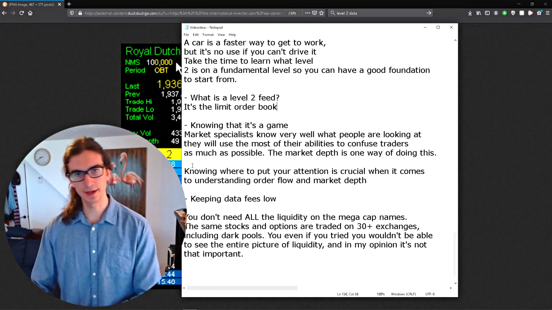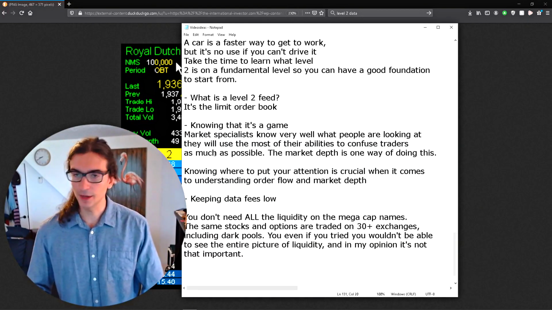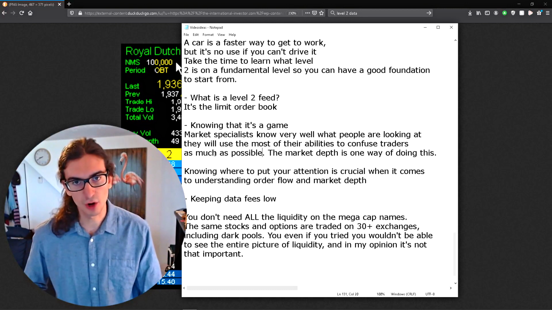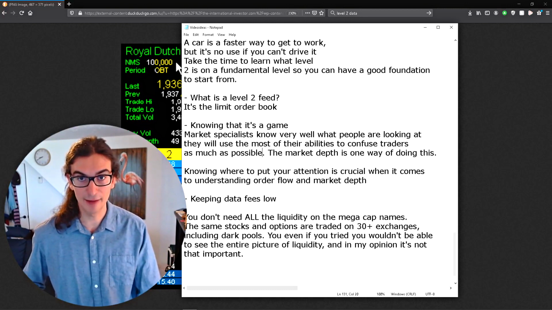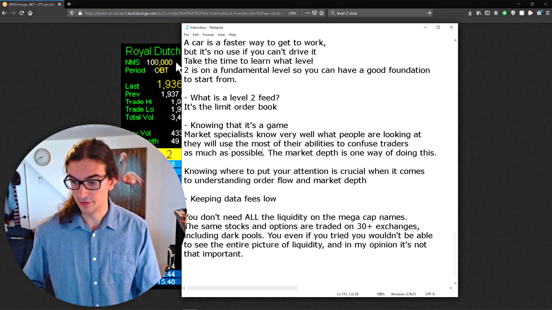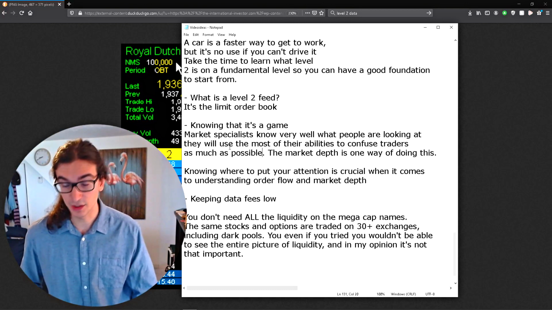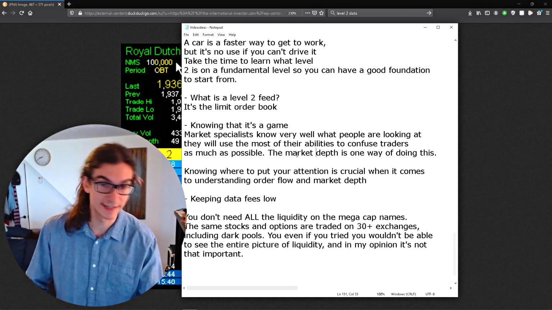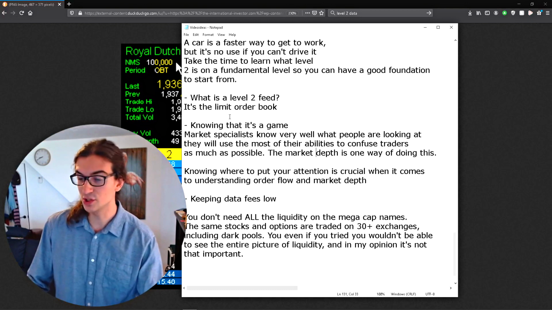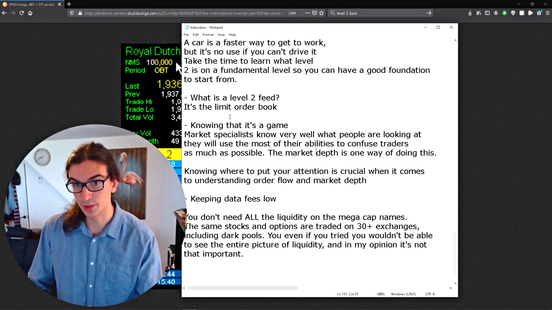So next point is knowing that it's a game. Market makers and specialists have been doing this for a long time and they have many more tools available to them than you do. The market depth is one way that they can use to confuse traders on a daily basis. Guys, you're in a game. Once you admit you're in a game is when you can start to play the game.